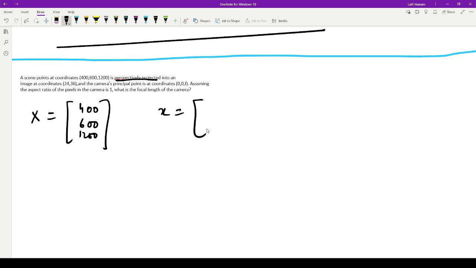So your image coordinates look like this, 24, 36. And the camera's principal point is at coordinates 0, 0, f. So maybe I'll write principal point as C for now, which is 0, 0, f. So assuming that the aspect ratio of pixels in the camera is 1, what is the focal length of the camera? So before we move on to that, what is perspective projection?